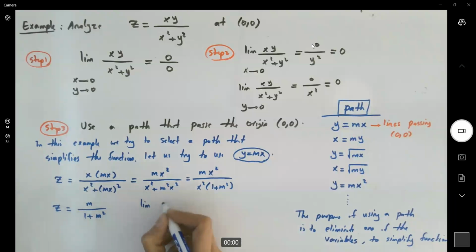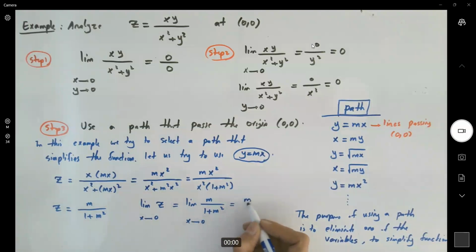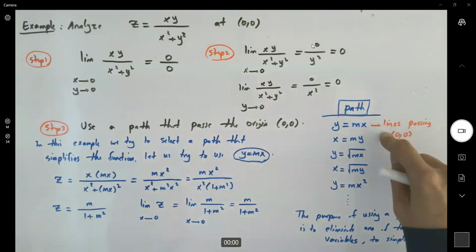So if I take the limit of z as x goes to 0, this is going to be the limit of m over 1 plus m squared. There is no x here anymore. It means that it is just a constant. The limit depends on the slope of the lines.